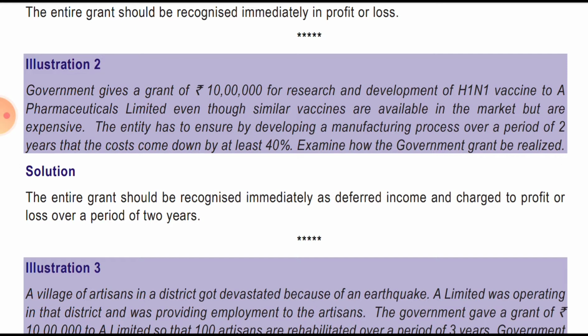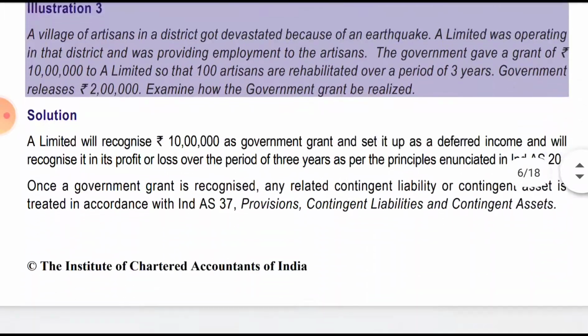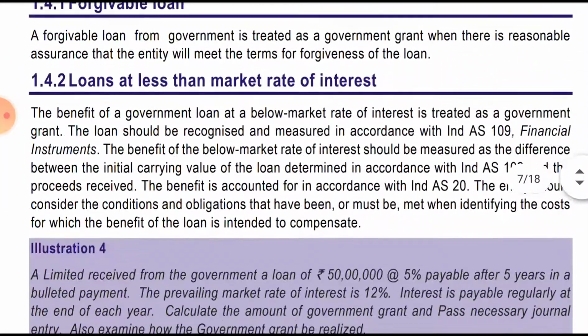So the entire grant should be recognized immediately as a deferred income and should be charged to the profit and loss account over the period of 2 years. It will be charged in equal amounts over the 2 years, because the company is taking 2 years for developing the manufacturing process so that the cost comes down by at least 40%. So over the 2 years period, it will be charged to profit and loss account. Then the third we are not solving.